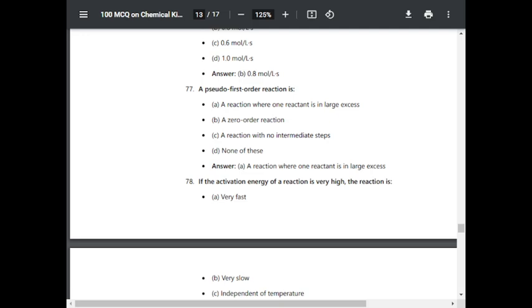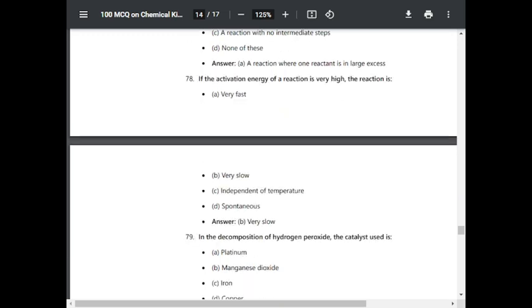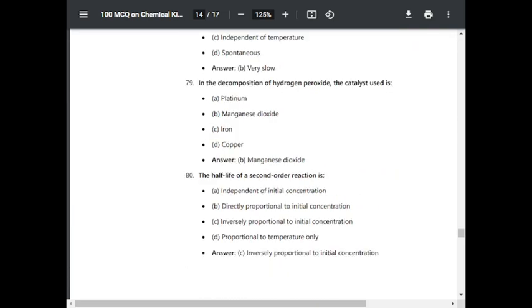Question number 78. If the activation energy of a reaction is very high, the reaction is: option A, very fast; option B, very slow; option C, independent of temperature; option D, spontaneous. The correct answer is B, very slow. If the activation energy of a reaction is very high, the reaction is very slow. Option B is correct.